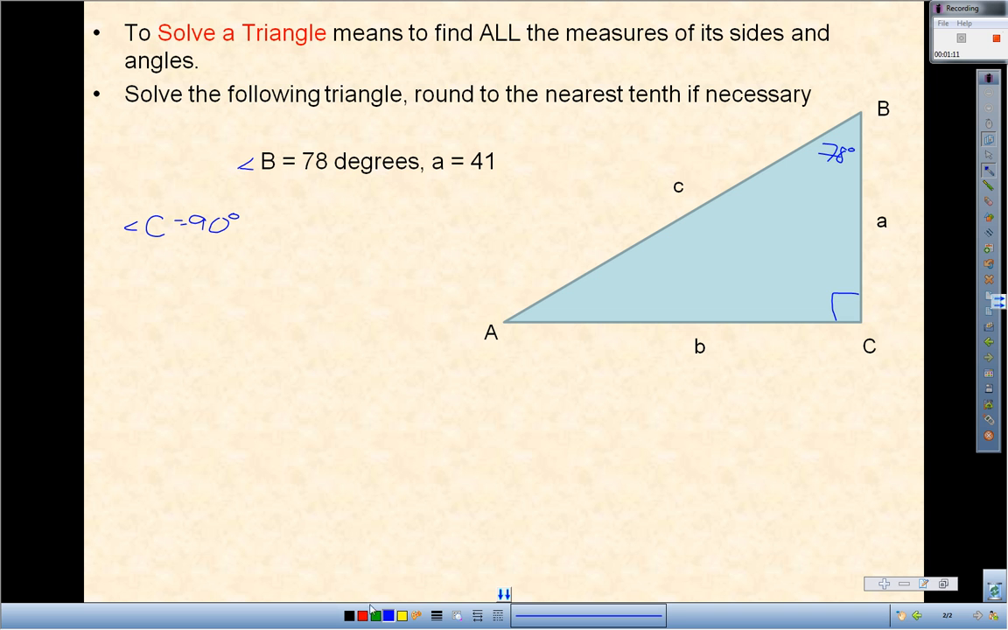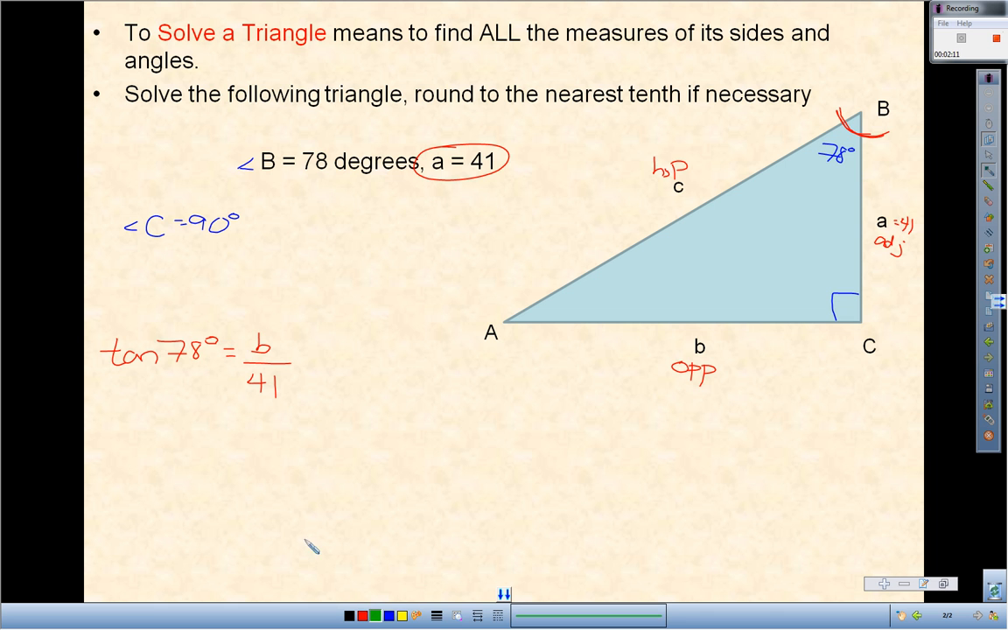I also am given that side A is 41. Well, angle B is what I'm given, so I'm going to label my sides appropriately. That means side B would be my opposite side, side A would be my adjacent side, and C would be my hypotenuse. Since I'm given the adjacent, let's say I want to find the opposite. I would use the trig ratio, because tangent is opposite over adjacent, so I'd have tangent of 78 degrees is equal to B over 41.